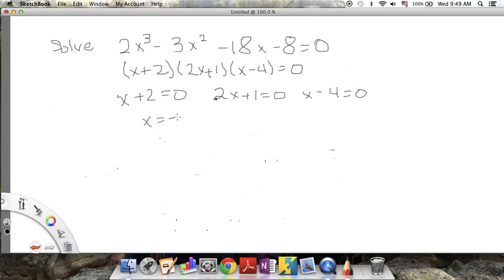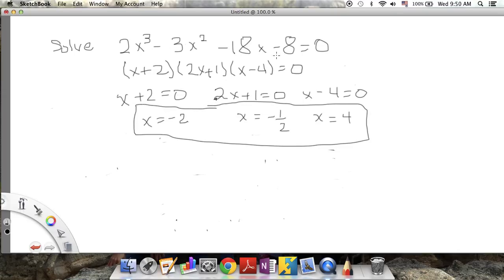So we get x is negative 2, x is negative 1/2, and x is 4. So those are our roots. Those are our answers to this equation because we first factored it and then we ended up with all our roots. All right, let's try one more.